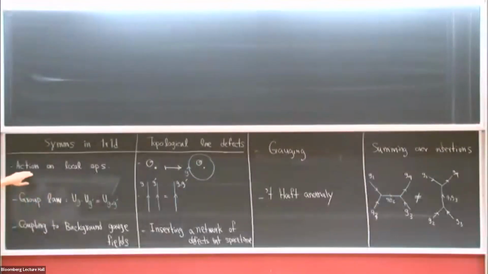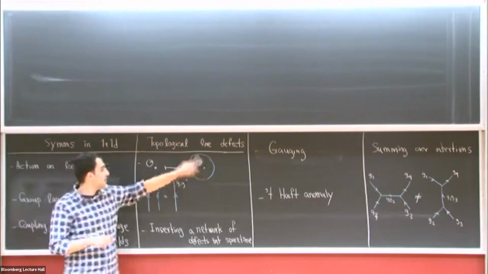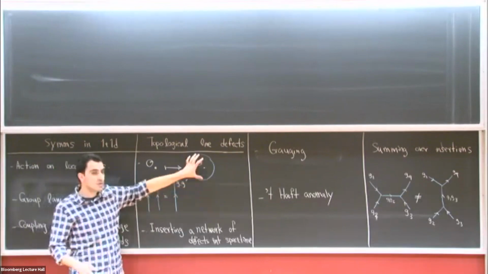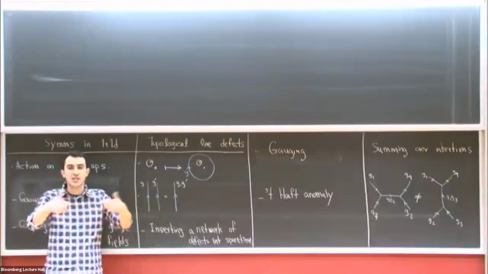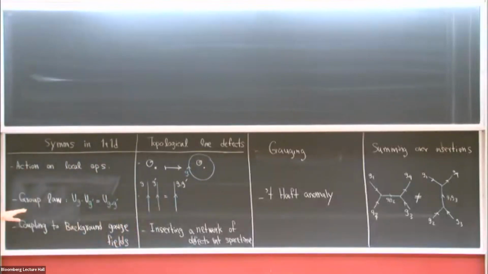So for symmetry, we know that we can act on local operators, and in this language that is just having a local operator insertion and wrapping it with some topological line, which is labeled by some G. This line is topological. I could just shrink it and get a new operator, and this is the action of the symmetry on the local operator.